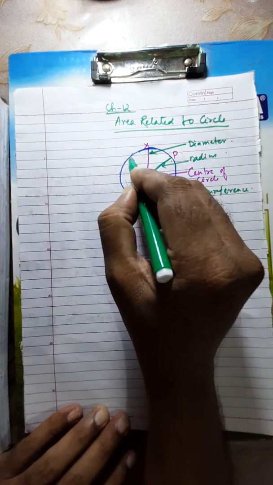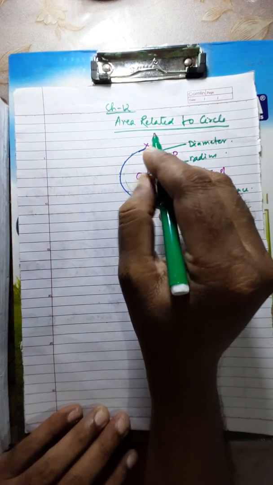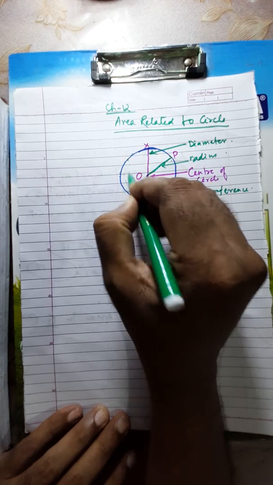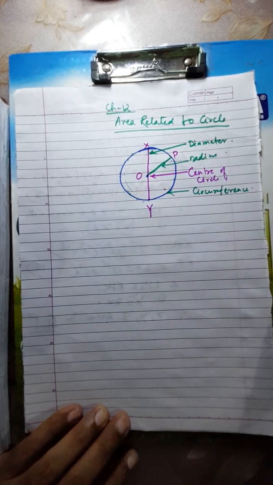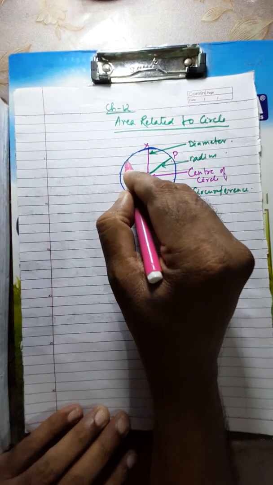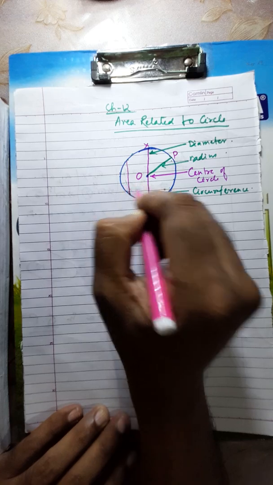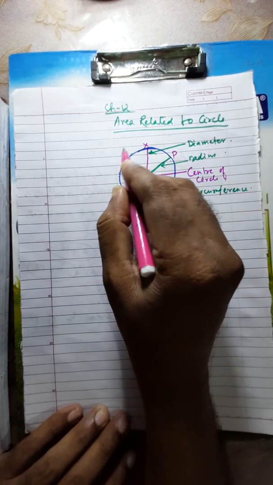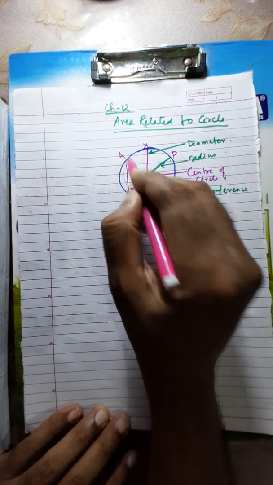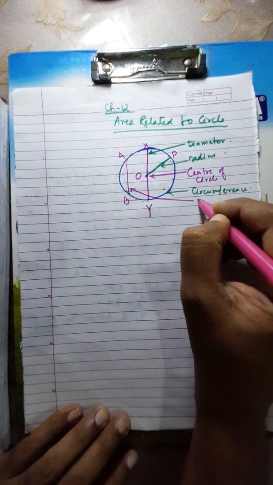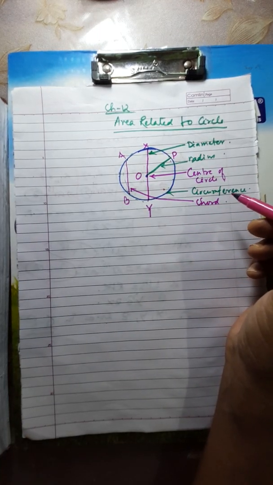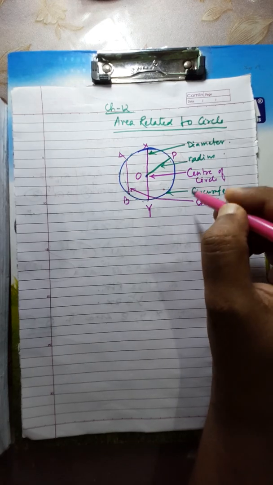And the line joining any two points on the circle, it may or may not pass through the center. Suppose this is AB. AB is called a chord. The line joining any two points on the circle is called a chord, and the longest chord is nothing but the diameter.